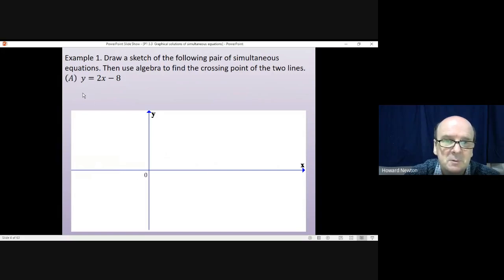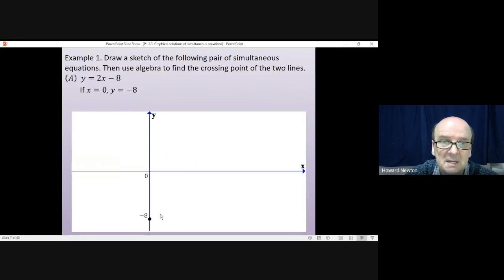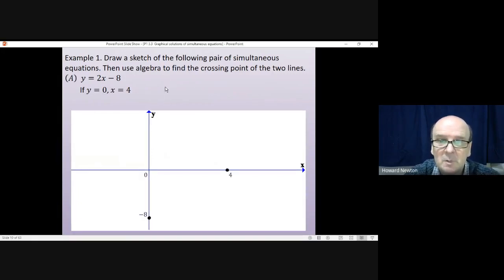So first of all, we'll say what happens if x equals 0. If x is 0, then y equals minus 8, and that gives us the crossing point on the y-axis, here at minus 8. Then we'll say what happens if y equals 0. If y equals 0, then 0 will equal 2x minus 8, which means 2x equals 8, and x equals 4. That gives us the crossing point on the x-axis. Then we can draw the line and label it.